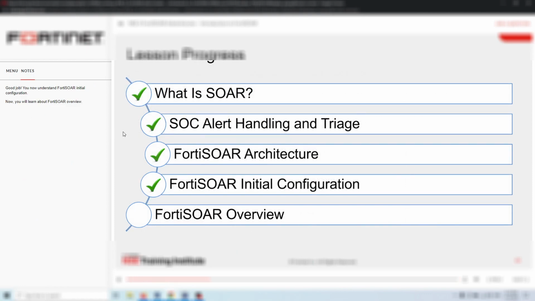Good job! You now understand FortiSOAR initial configuration. Now you will learn about FortiSOAR overview.